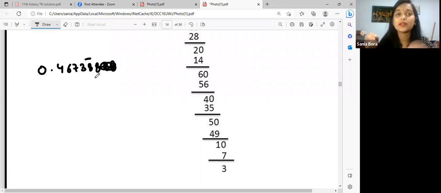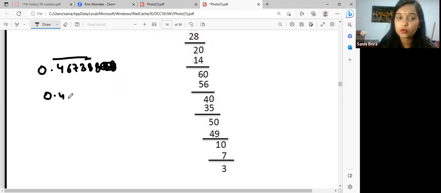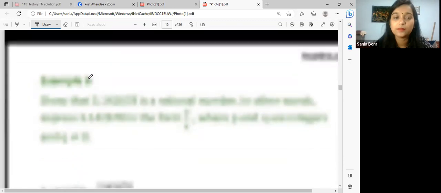Similarly, it's not that you need to put a bar over every digit. For example, if it is 0.467467, over here you will put the bar over 467. Yes, very good. Now let's do the next one.